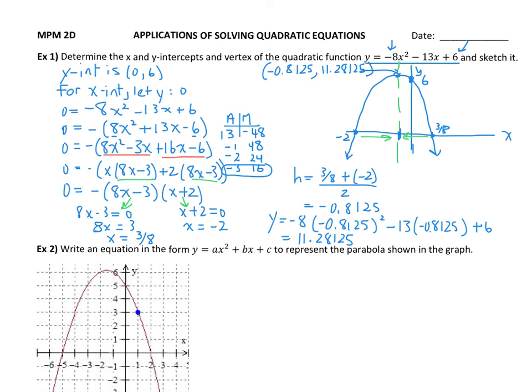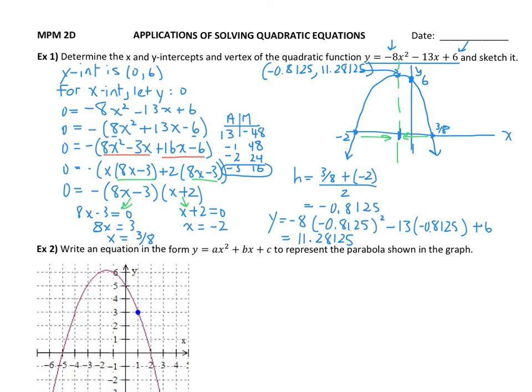All right, so I've labeled my vertex there. Now, my diagram's definitely not to scale, because clearly the vertex y-coordinate's at 11.28 roughly, and my y-intercept's at 6, and they don't seem like they're far enough apart. But as long as you label your values correctly on a sketch, you're fine for communication. If you have a grid, you can do it more accurately, but we'll just go with that for now.